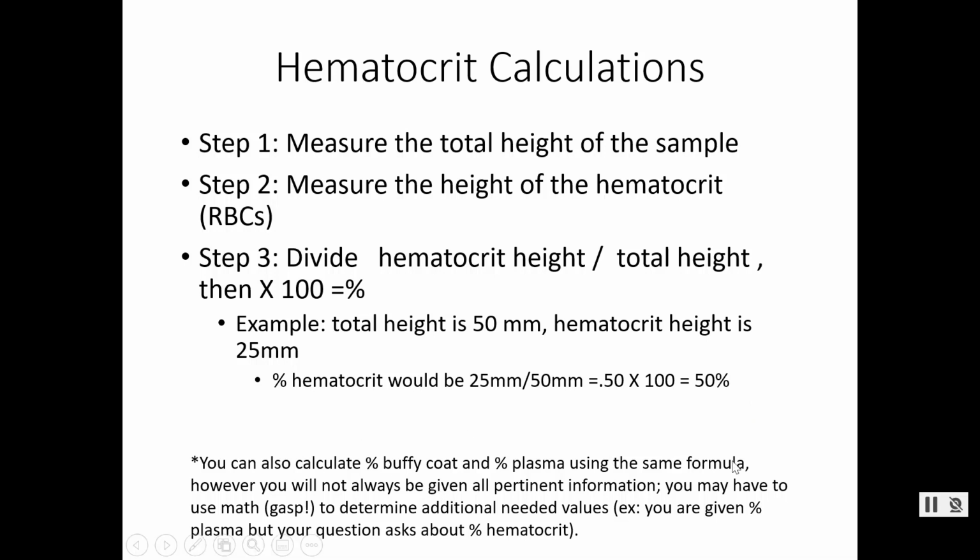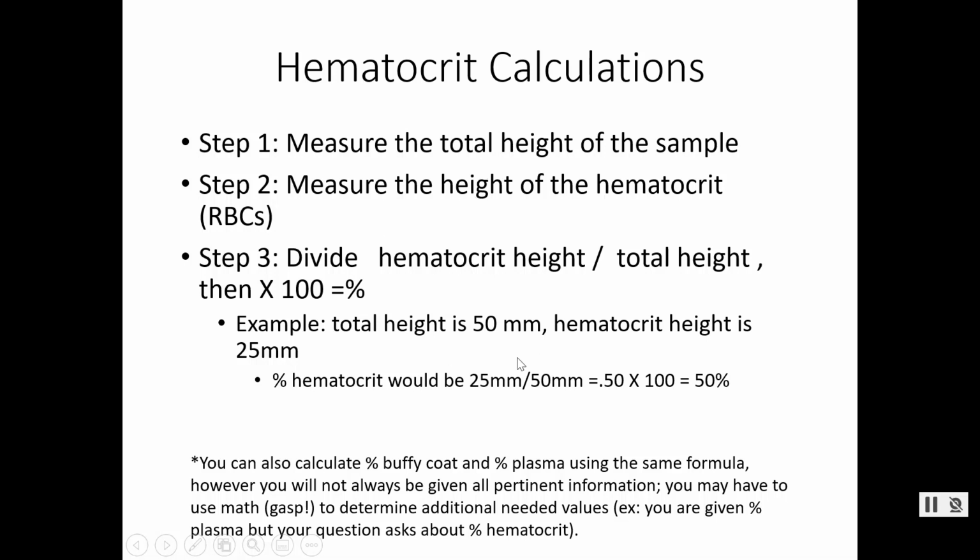So you can also calculate some of the other parts of your blood. Remember, your blood is your plasma, your white cells and your platelets, and your red cells. So we've got that plasma layer, that buffy coat, and that hematocrit layer. You can calculate some of these other values if you've been given enough information. Sometimes we will give you the total height and the hematocrit, and that's it. So like this problem, easy, no big deal.